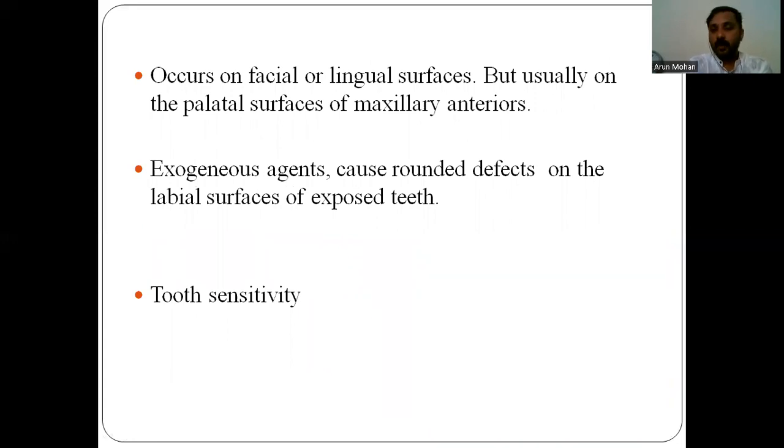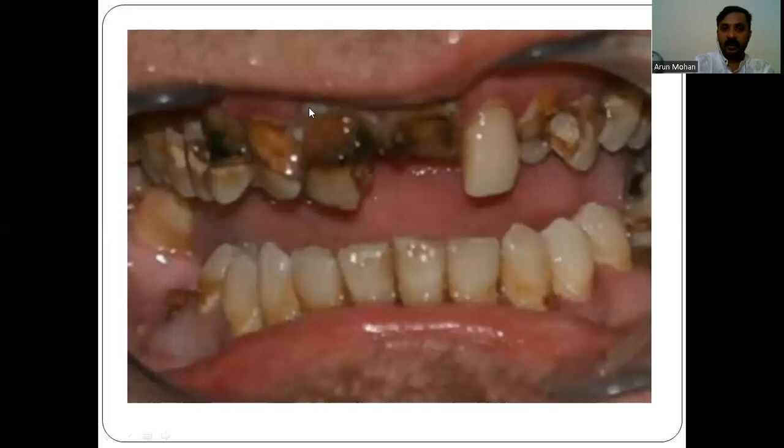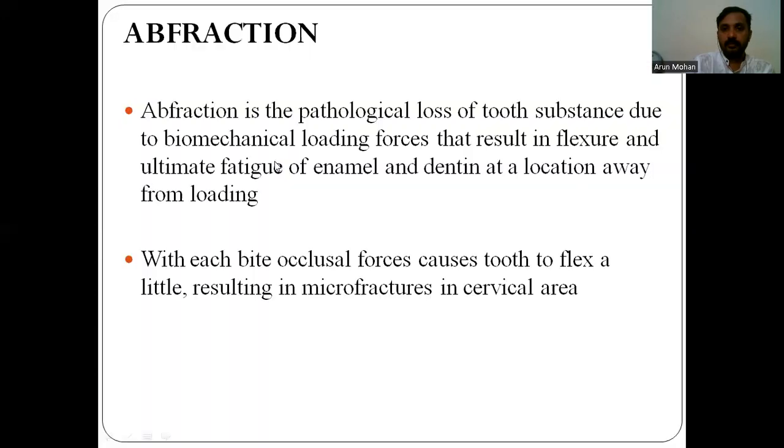The most common site of occurrence is the palatal surface of the maxillary anterior. Most of the causes of erosion are intrinsic factors, so it's mostly presented on the palatal surface of the maxillary anterior. Exogenous agents, as I mentioned, usually cause defects in the labial surface, and with time it can cause tooth sensitivity. This is a case of advanced tooth erosion. So that's tooth erosion, which is caused by chemical agents.